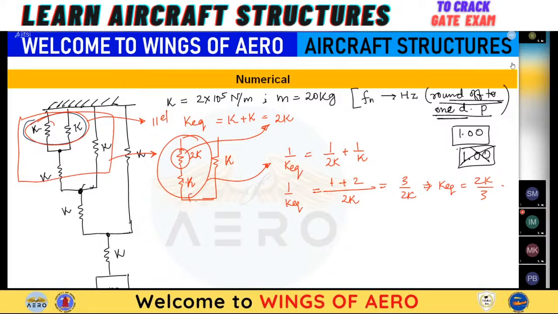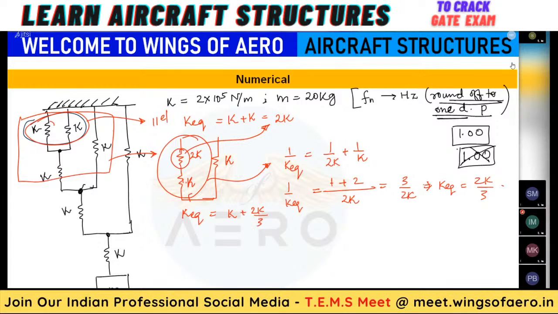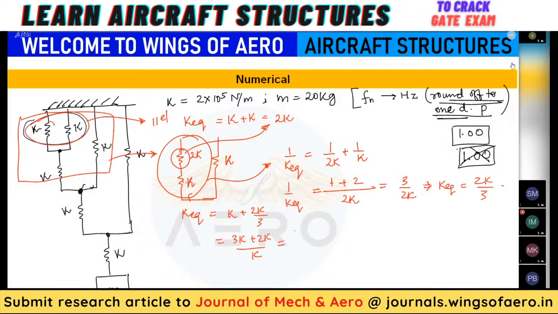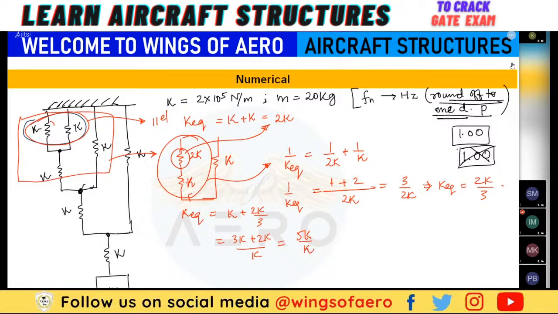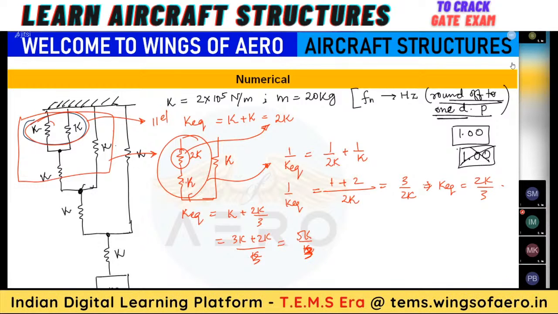So this one becomes 2K by 3, and this is K. To find this value, K equivalent for this one, you get K plus 2K by 3. It will be 5K by 3. Now this part is done.